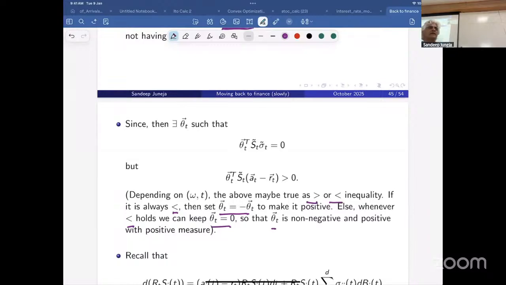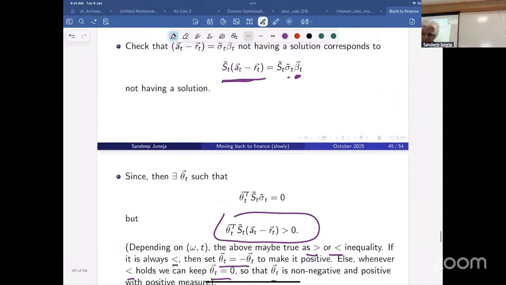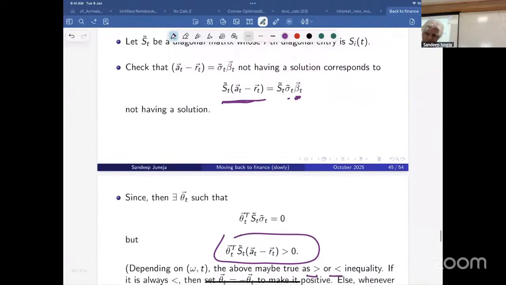Right? So if it's positive on a positive measure and negative on a positive measure, on the negative, I just make theta 0. So then I have a theta t which is positive on a positive measure. So I get this on a positive measure of t and omega, basically. What is theta t? Theta t is just, well, right now it's just a vector, right?